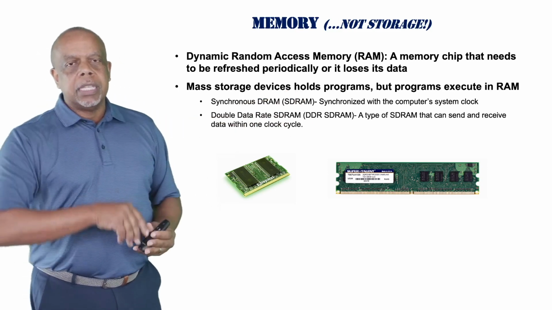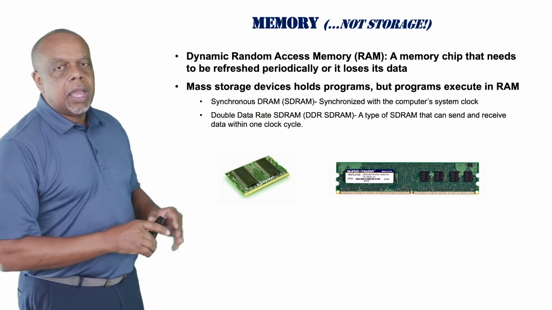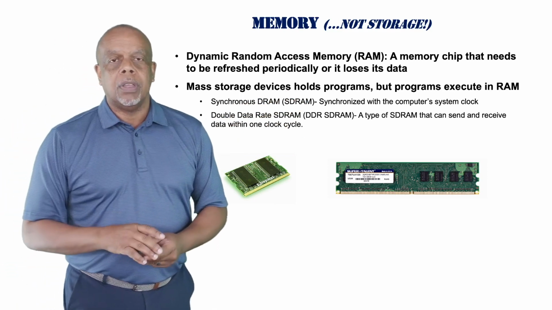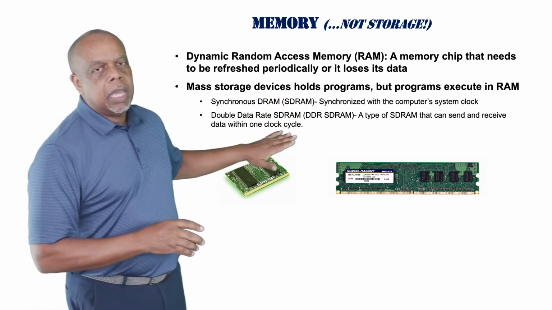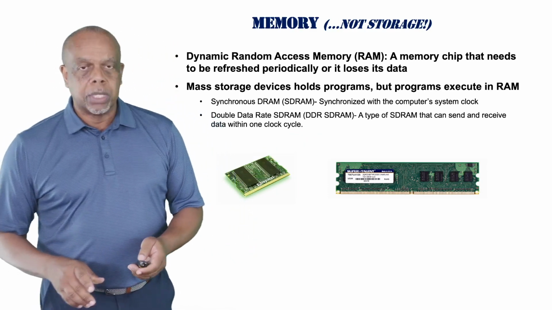Here, I can send on one clock cycle. I can receive on another clock cycle. Here, I can send and receive on a clock cycle. So you can imagine double data rate is just like it says. It doubles the data rate of your memory.